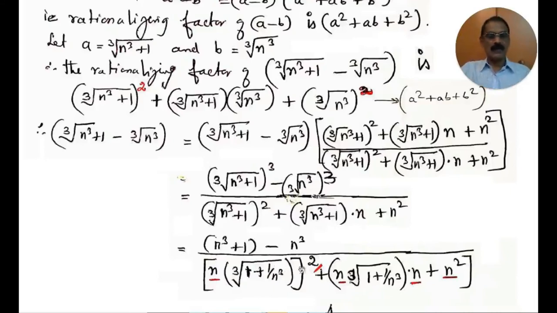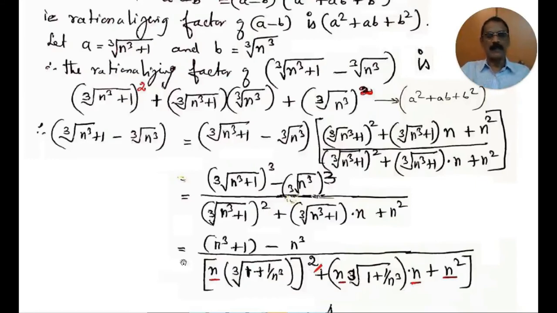So, here if you see, in the denominator, n whole squared, n into n squared, plus n squared, that is, every term in the denominator consists of n squared.